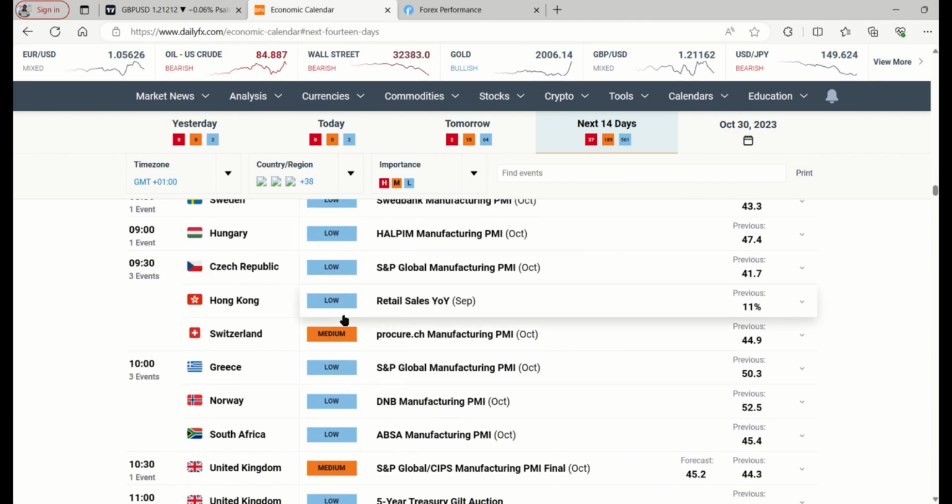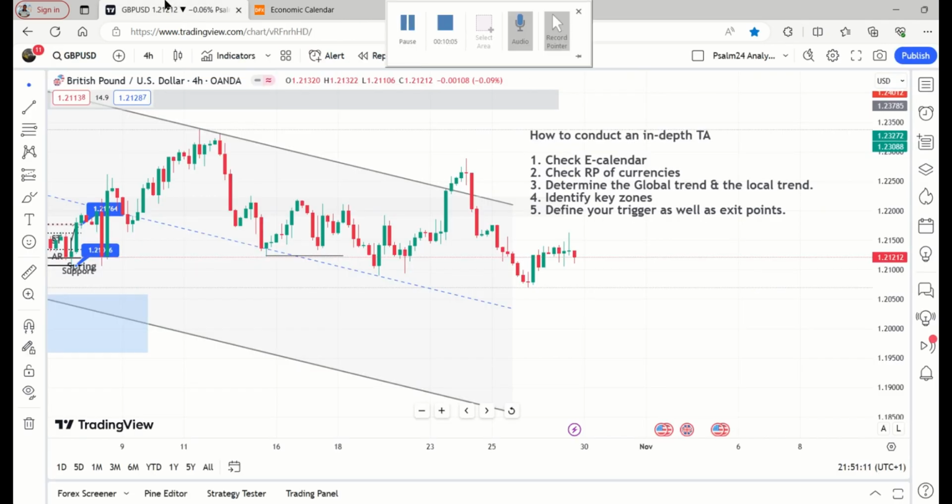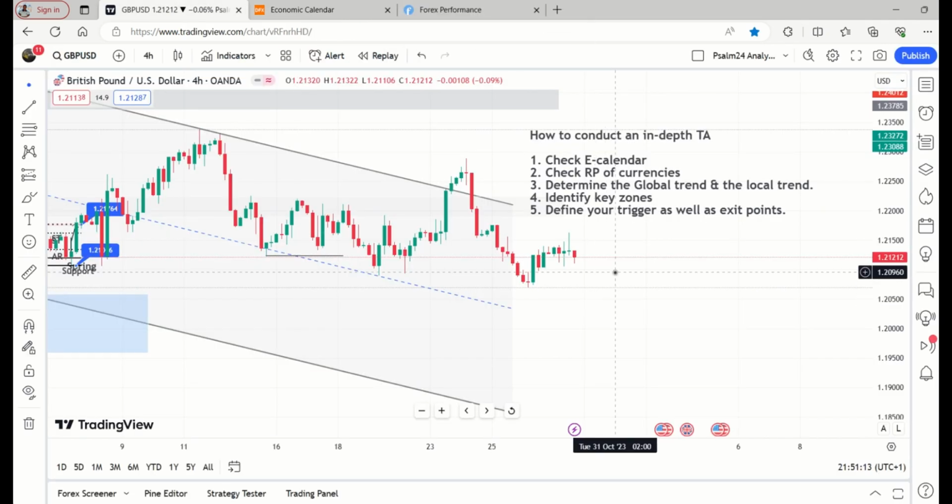Like I said, you can check Forex Factory. But because Forex Factory is not available right now, that is why I'm using this particular website as an alternative source. Right. The next point that you should consider is the RP of the currency you are interested in, or you can check multiple currencies. That is called intermarket analysis.